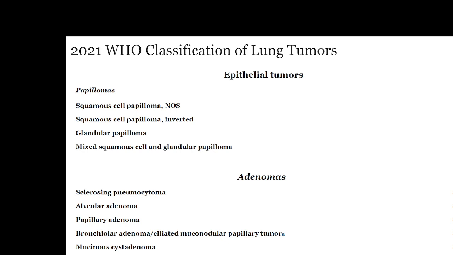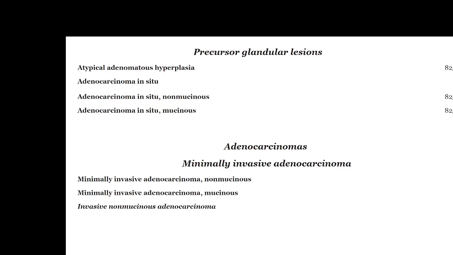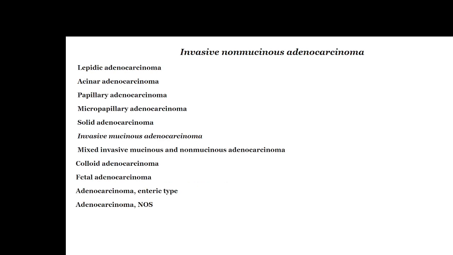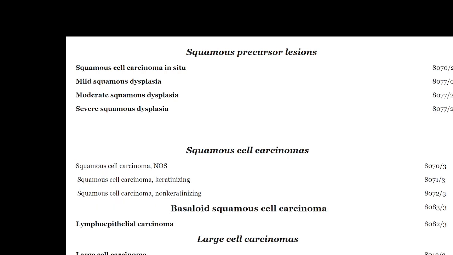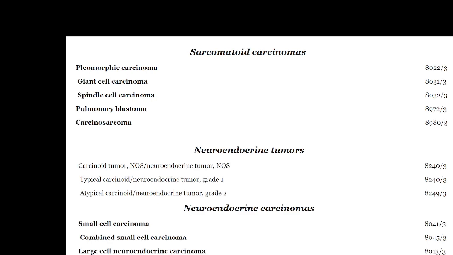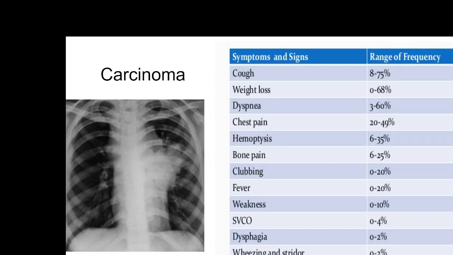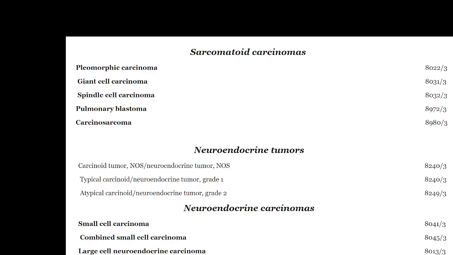The epithelial tumors are subclassified into squamous cell carcinomas and so on, and adenomas again subclassified into categories. Again, precursor glandular lesions, adenocarcinomas with the minimally invasive adenocarcinomas, invasive and non-invasive, non-mucinous adenocarcinomas, squamous precursor lesions, squamous cell carcinomas, basaloid squamous carcinomas, large cell carcinomas, sarcomatoid carcinomas, neuroendocrine carcinomas. These are the different classifications of the WHO. Going into that detail is not worth it from our point of view.